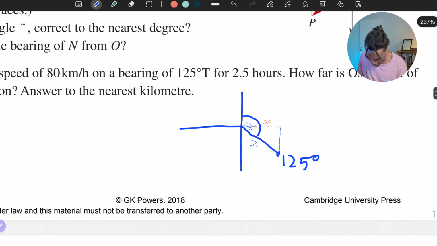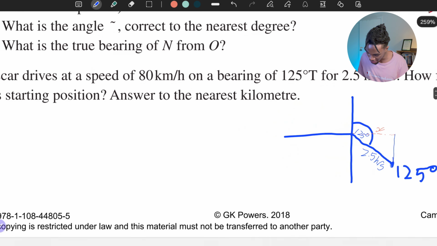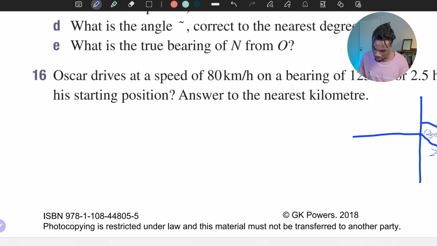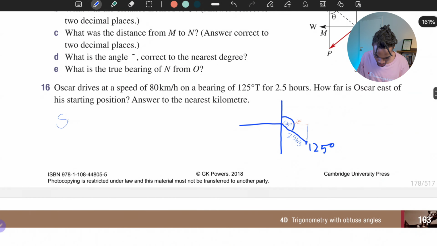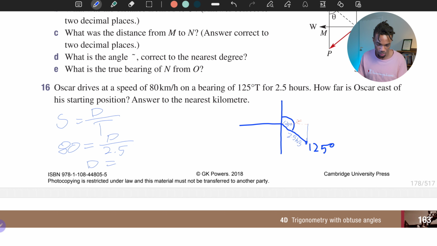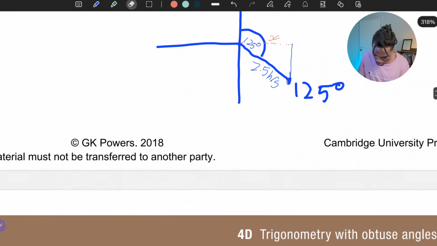This is 2.5 hours. So first thing, do what we can, just like the Fast Track to Band 6 course, doing what we can, it's the exam prep. So let's convert this time into distance. Speed equals distance over time. He's traveling at a speed of 80 kilometers an hour. So 80 equals distance, which we don't have, over 2.5. So distance is going to equal 80 times 2.5, 200. So this here is going to be 200.